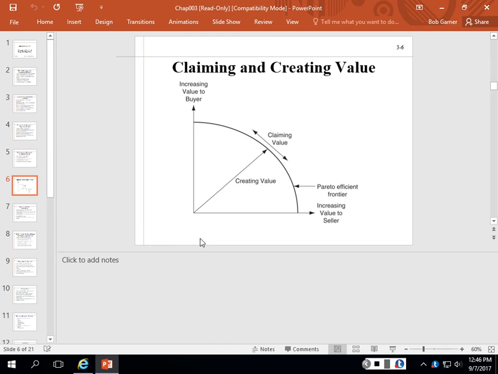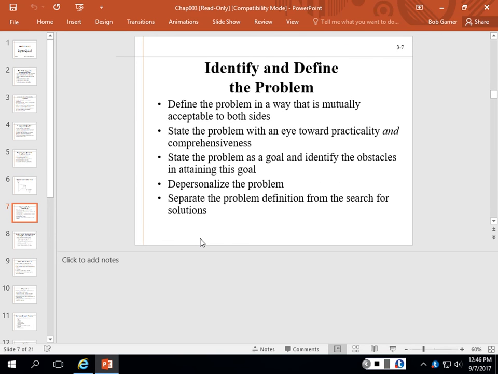All right, and you don't need to worry about that slide. All right, so identify and define the problem. It's got to be mutually acceptable to both sides, and that's a challenge sometimes because people's interests are going to be a little bit different. State it with an eye towards practicality. State the problem and goal and identify the obstacles. Very important, number 4, depersonalize.